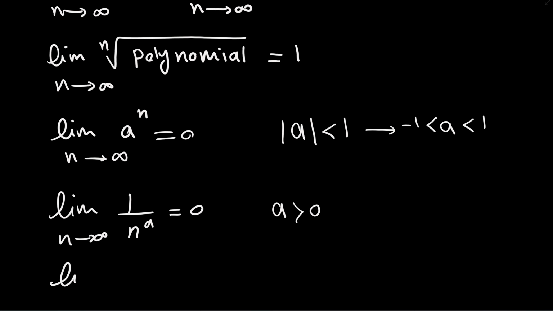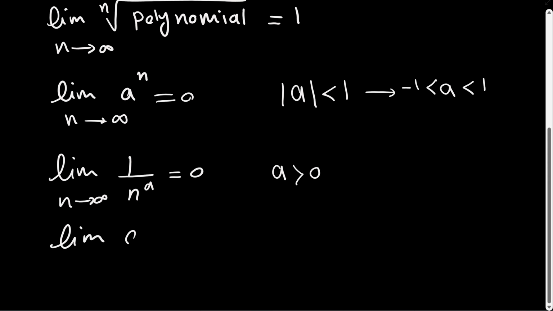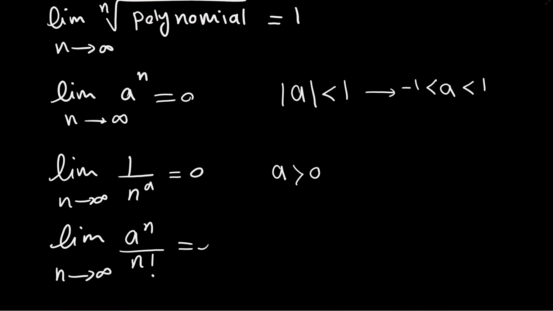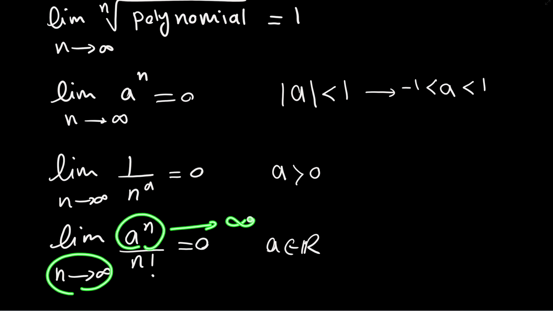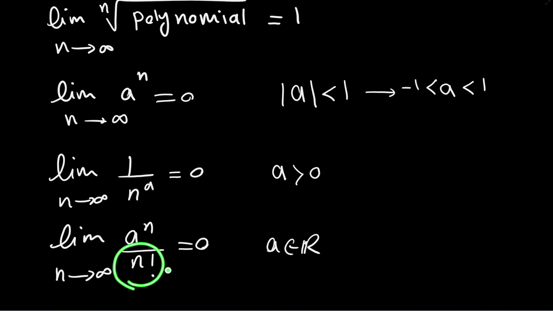Another formula is the limit of a to power n over n factorial when n approaches infinity, which is 0 when a is a real number. Although when n approaches infinity, a to power n goes to infinity in some cases and n factorial goes to infinity, the rate that n factorial approaches infinity is much more than the rate of a^n. So this limit goes to 0.